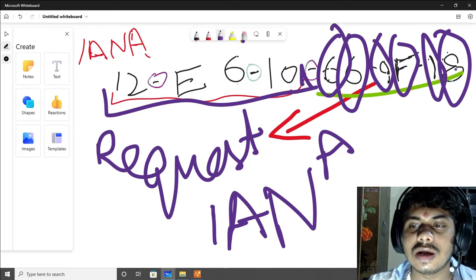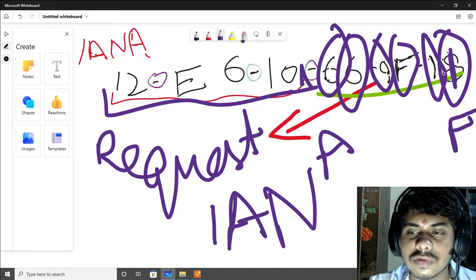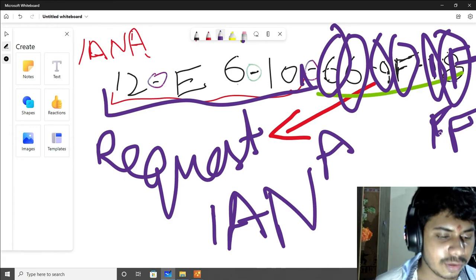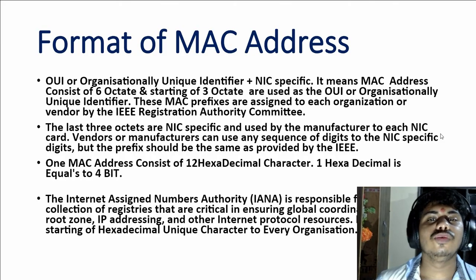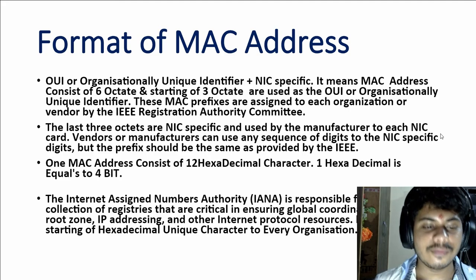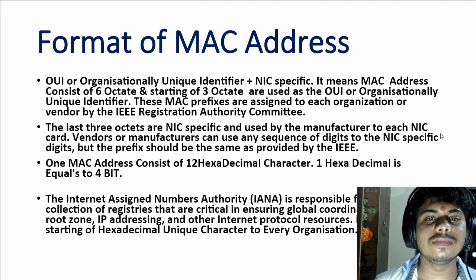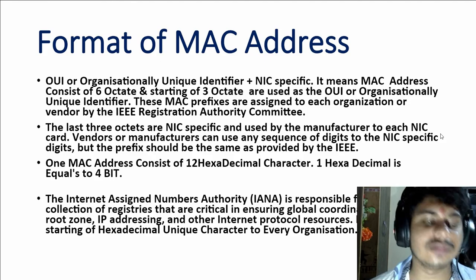These octets start from 1 and go till F. Again, when it reaches F, it starts from 1 and goes till F. So this is the whole scenario. Now let's jump to our presentation. I think you all now understand the concept of MAC address and what a MAC address is. Now I will show the MAC address of my PC.